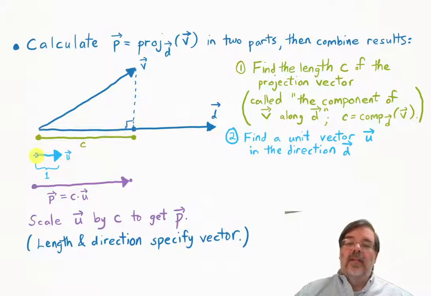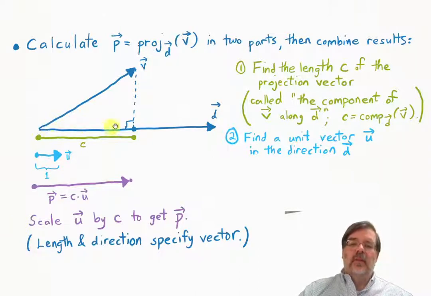And then we'll find a unit vector, a vector of length 1, pointing in the same direction as d. Then we could combine these two pieces of information to calculate the projection vector p. That would be that length c times our unit vector. In other words, we're scaling the unit vector by the required length to get the projection vector. When we first started talking about vectors, we also mentioned how vectors can be specified in terms of their length or magnitude and their direction or angle. And these two pieces of data are exactly what we need to calculate the projection vector.